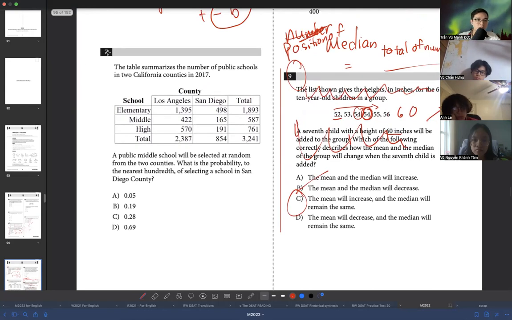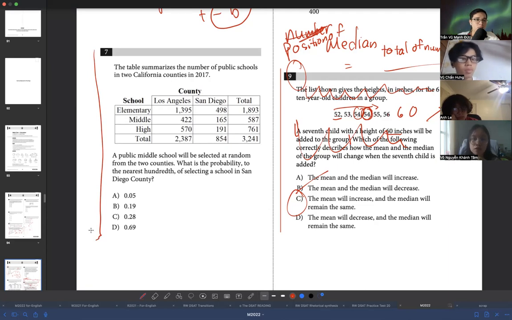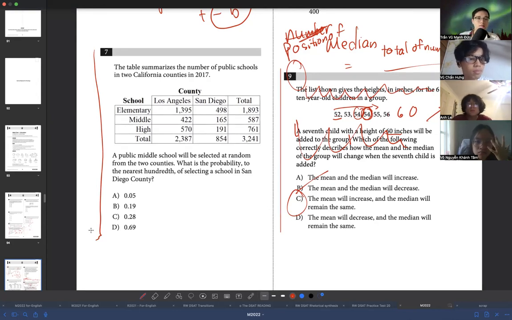Okay, so 7. Can you do this for me, Hung? This is the probability. C. Okay, 7C. Did you give out the same answer? Did you come out with C?